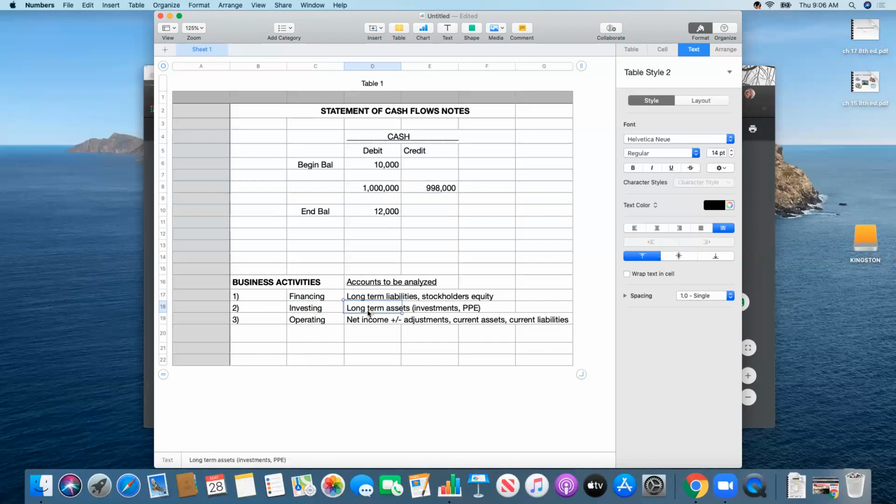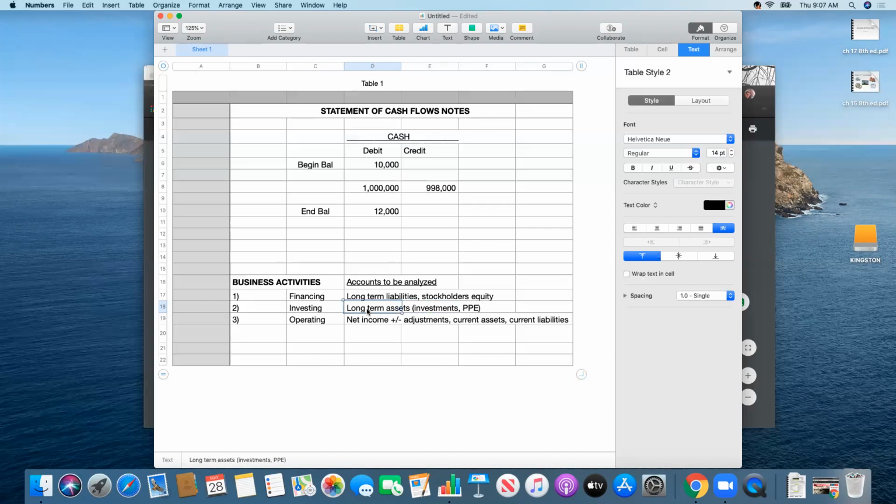Long-term assets. PPE, property, plant, and equipment. A computer, a desk, a printer, a fax machine. All the things that you're going to need. Again, if you're in a business that requires machines of different types, right? You'll have to acquire those. So you take the cash that you got in the financing activities and you go out and purchase the assets that you're going to need to use.